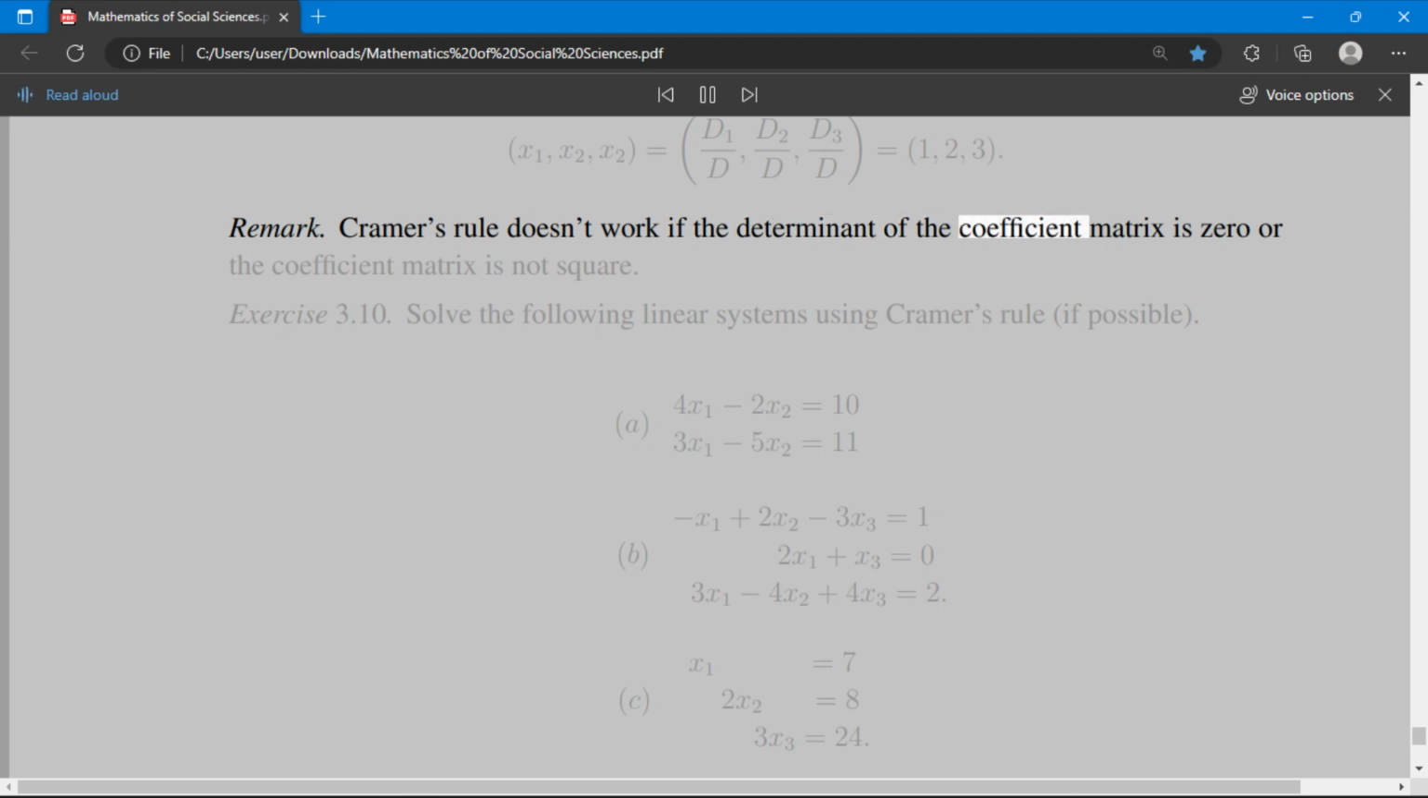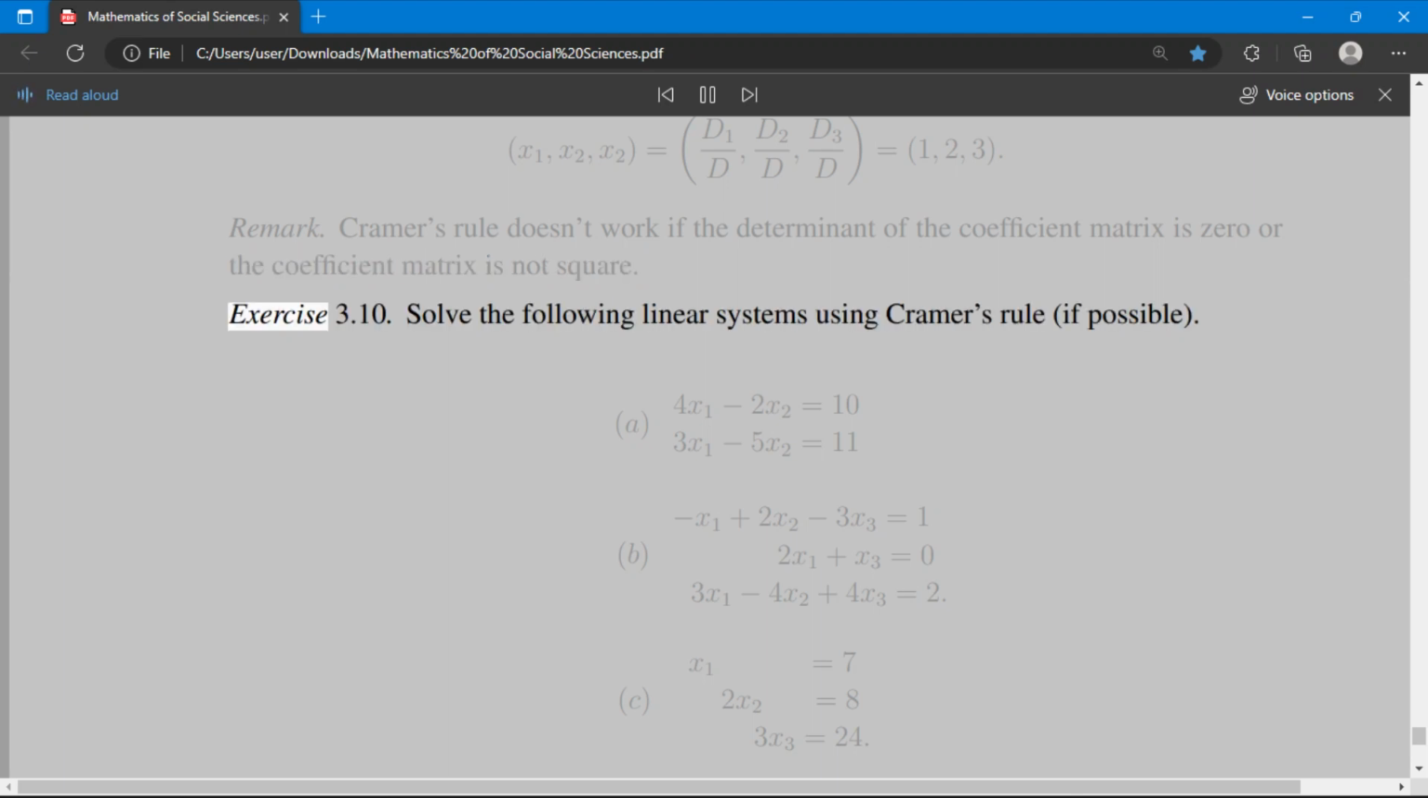Remark: Cramer's rule doesn't work if the determinant of the coefficient matrix is 0 or the coefficient matrix is not square.